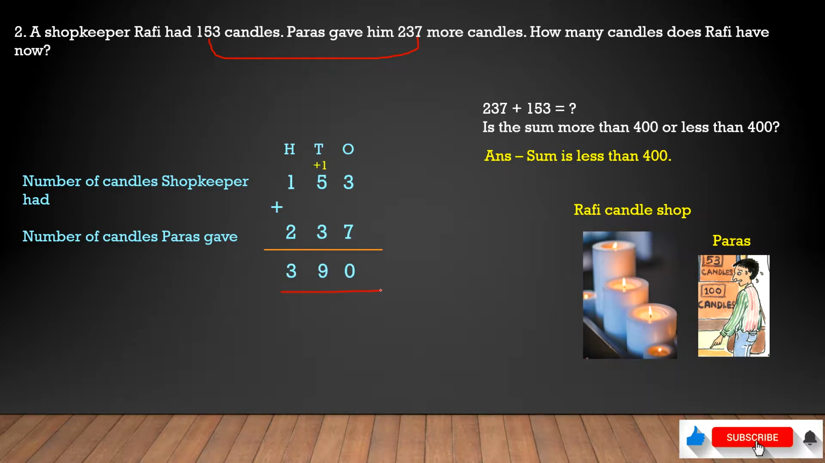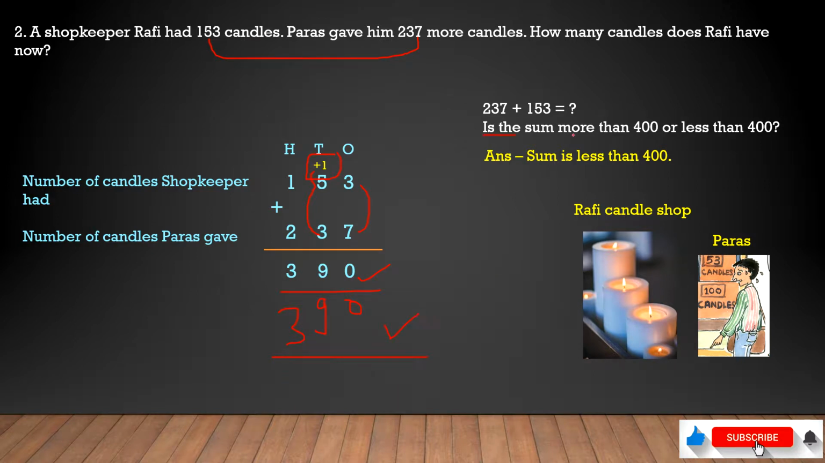If we add these two numbers, we get 390. So 7 plus 3 will give us 10 and 1 will go into carry. So 5 and 3 is 8, plus 1 gives us 9, and 2 plus 1 is 3. So that's how we get 390.